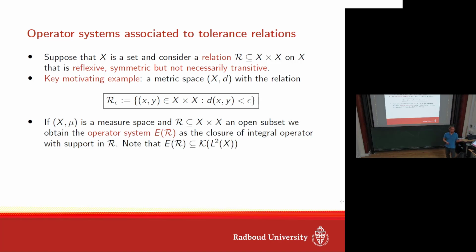Actually, if you know what I'm talking about, then these are the compact operators. But that's not a very good thing to discuss. It doesn't give me much information about X itself, because it will always be the same C-star algebra. So the obtained operator system is the closure of the integral operators with the support condition. And we see that it's indeed contained in the compacts, but it may be small.